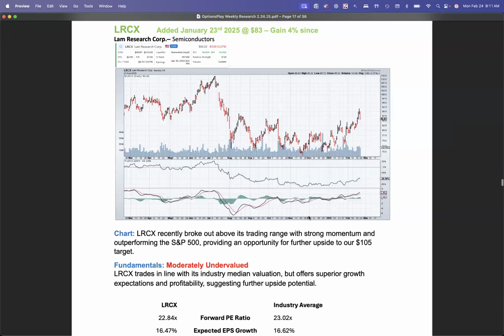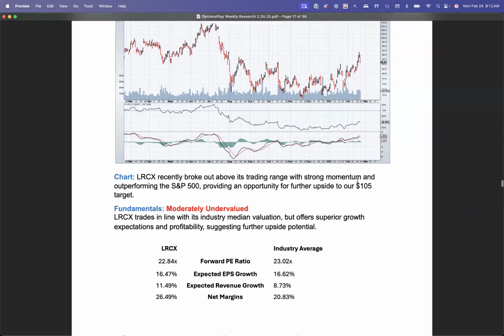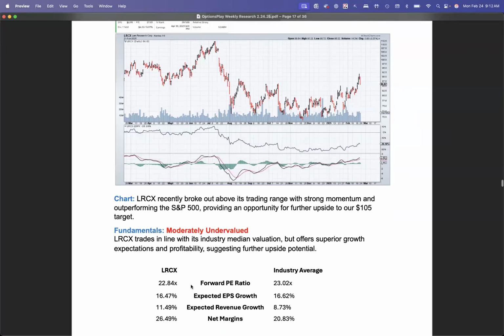Lam Research, we really like Lam Research after it bottomed here around this $80 level and started to break out. Notice the breakout here, retested its support multiple times, and now it started to break out higher, and we're looking for a continuation higher for Lam Research. As it broke out, it's outperforming the S&P 500, and then you look at the valuations, it's still trading at a slight discount to its median valuation for the industry.